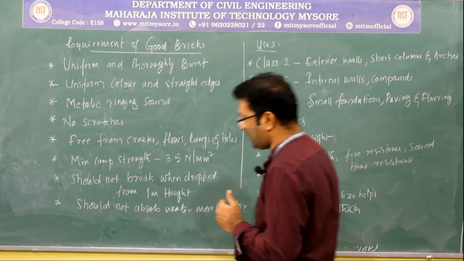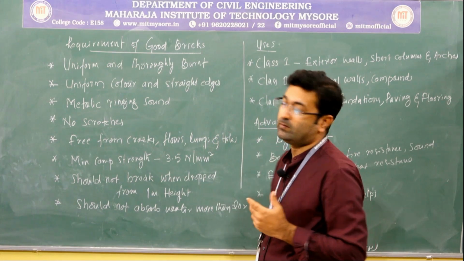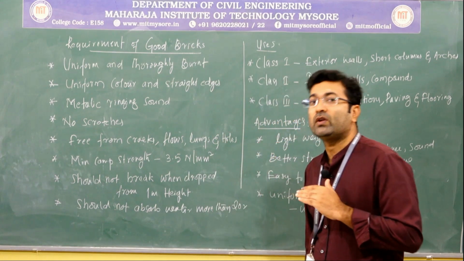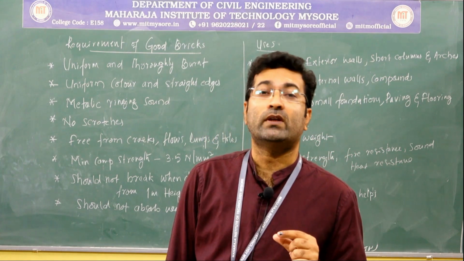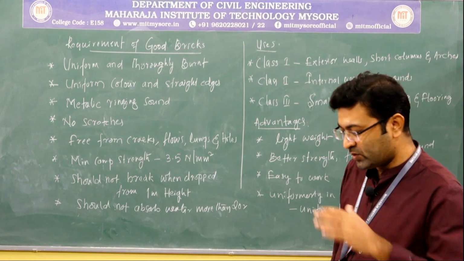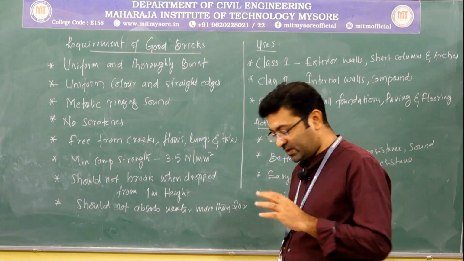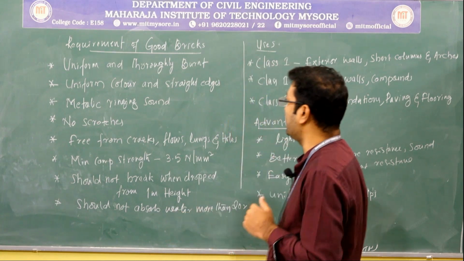The second thing we need to observe is the color of the bricks. The color should be uniform, and the edges of the bricks should be sharp and straight. They should not have undulated edges. It will create problems during the construction of the walls especially.